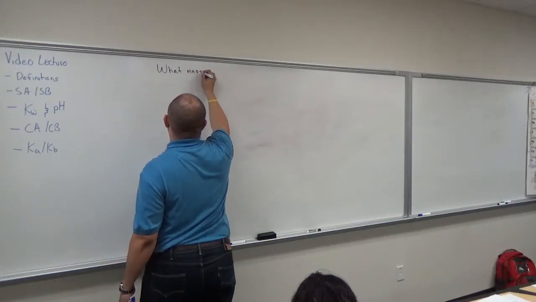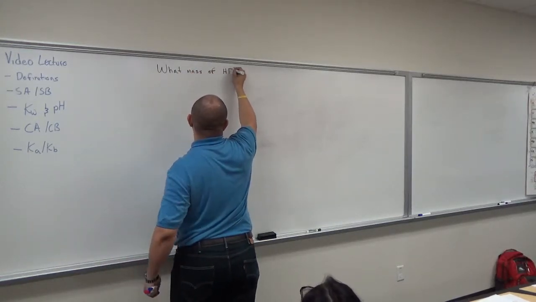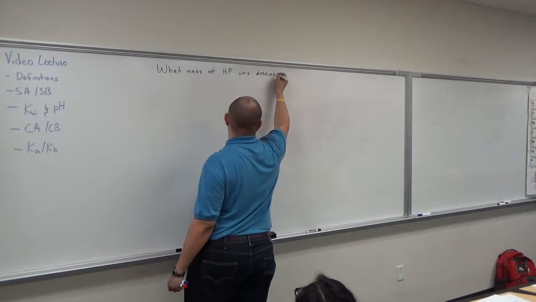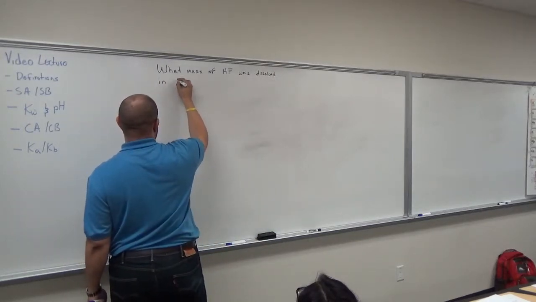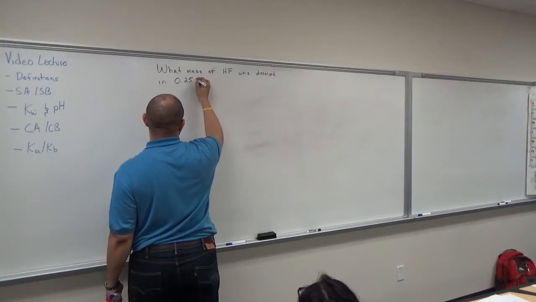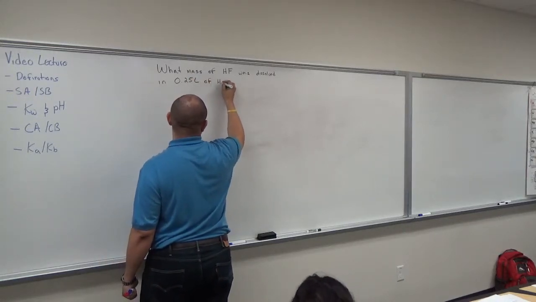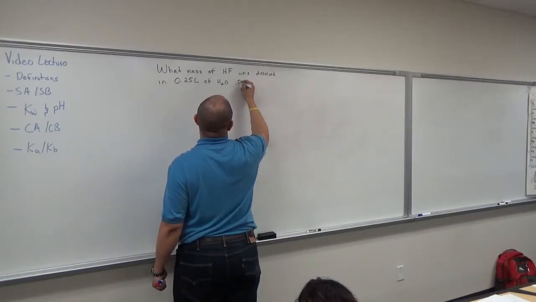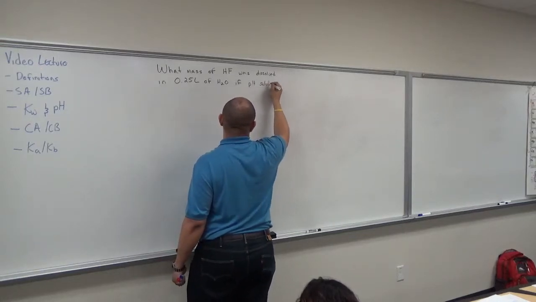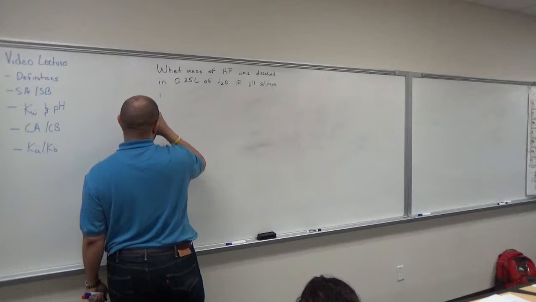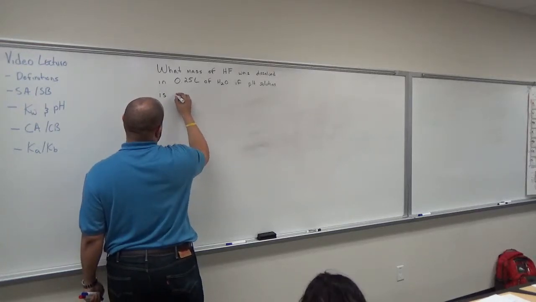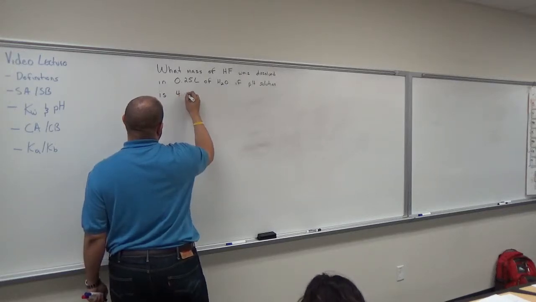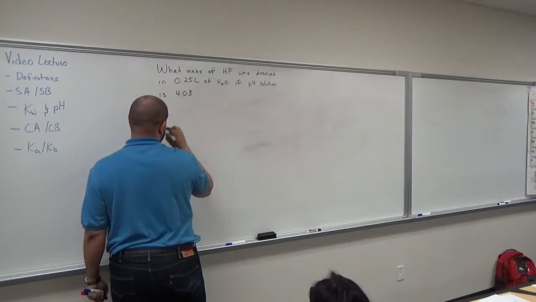What mass of HF was dissolved in 0.25 liters of water if the pH of the solution is 4.03.